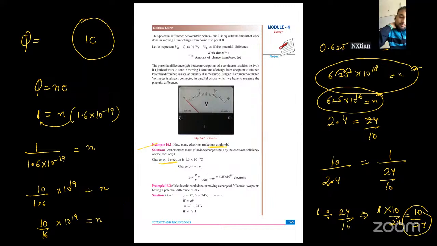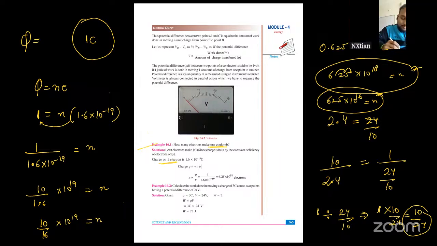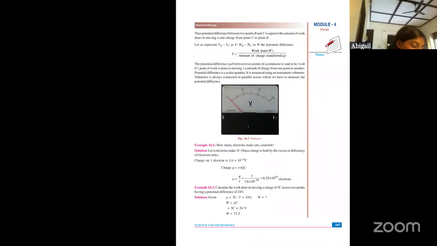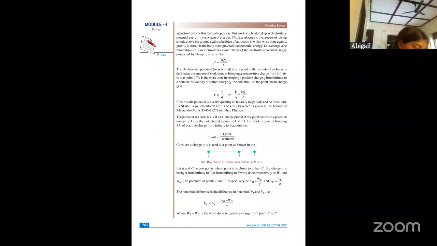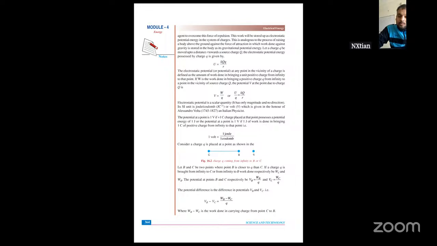Yes, Abigail. Sir, on page 364, at the top, it's written U is equal to small k, capital Q, small q divided by R. What does U stand for? Okay, U stands for potential energy. Now, what do you mean by potential energy?